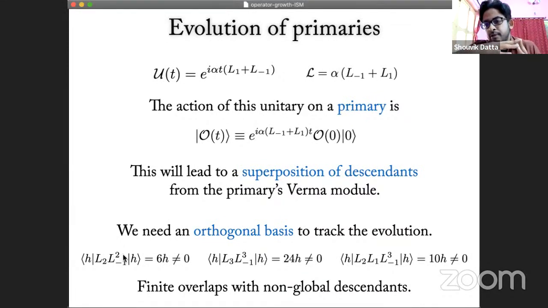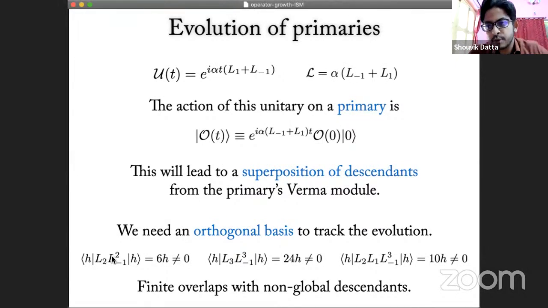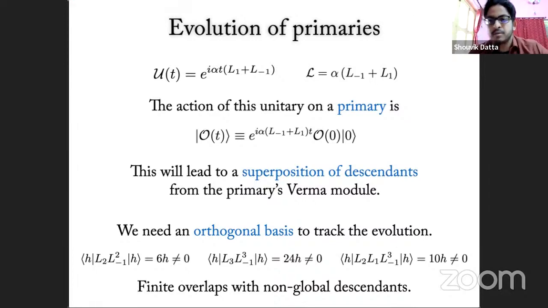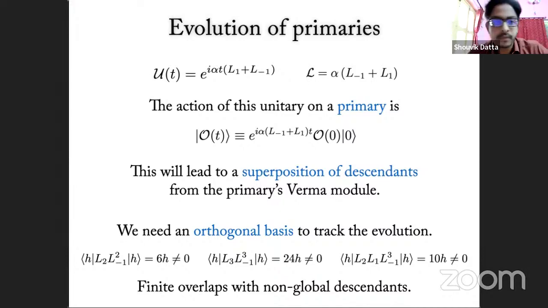The very fact that your Gram matrix has off-diagonal elements means that the usual Virasoro basis which we work with is not an orthonormal basis. For instance, this is an overlap of two level 2 descendants in the Virasoro basis, which has non-zero overlaps, so they are not orthonormal. We need to find an orthonormal basis in order to track the evolution more carefully, so that we can build the Krylov vectors, as I was mentioning previously.